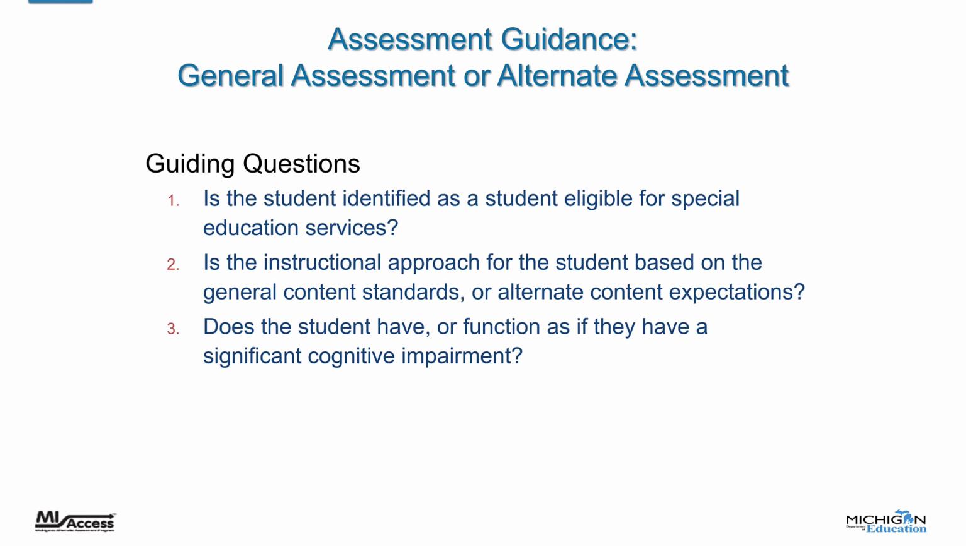And then number 3, we often get the question, how do I know if my student has, or functions as if they have, a significant cognitive impairment? We have a document called Guidelines for Participation in My Access on the webpage that includes questions that should and should not be considered when answering this question. Let's take a look at it.